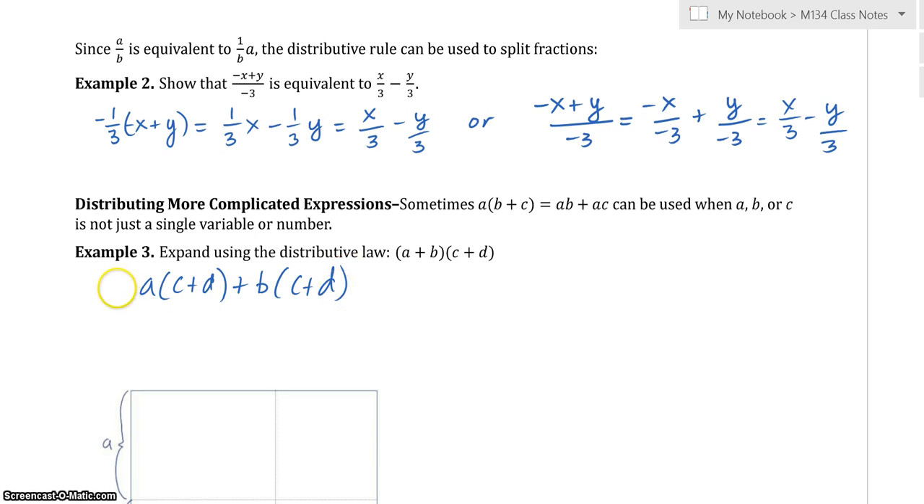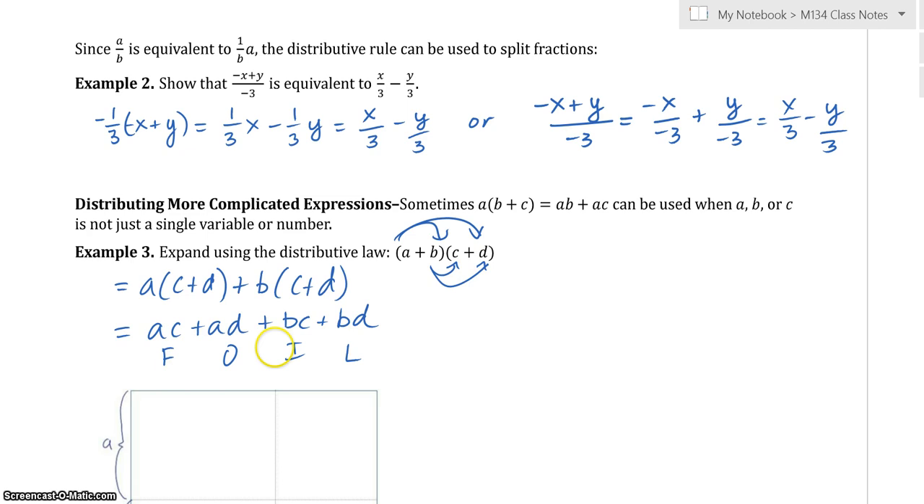If I multiply, now this is going to be AC plus AD, BC plus BD, which probably you recognize as FOIL. That's what I was about to do. This is the first, this is the outer, inner, and last. Sometimes they don't do it this way, they just go straight to that. So FOIL, this is what that stands for.